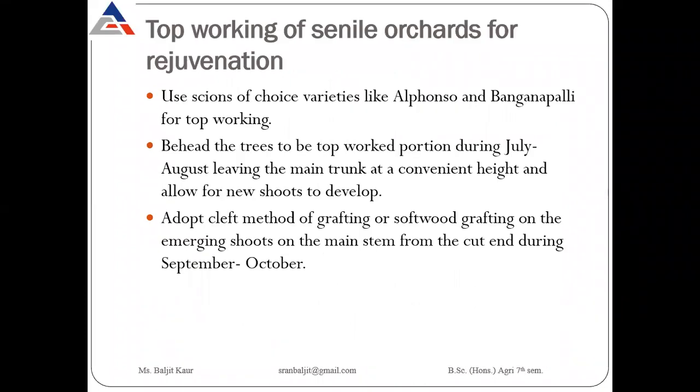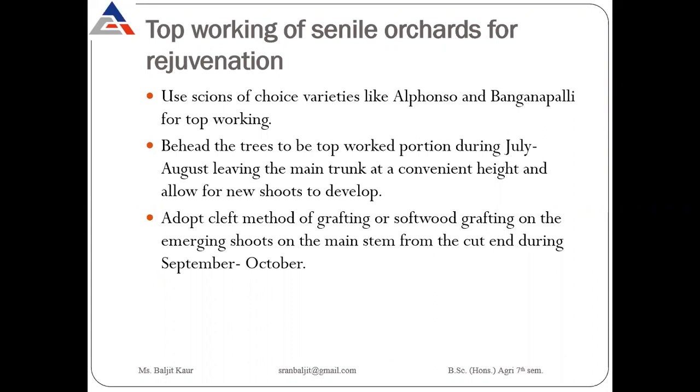Next is top working of senile orchards for rejuvenation. Mango trees bear throughout their life, up to 30 years, up to 40 years of their life. But after a period of 30 or 40 years, the trees, the orchards decline, right? So if we do top working on those declined or senile orchards, we can rejuvenate them, and these trees can again bear flowers and again bear fruits. So top working can be done in the old orchards or in senile orchards, right?